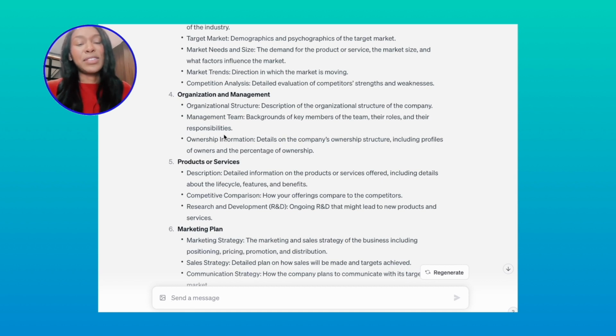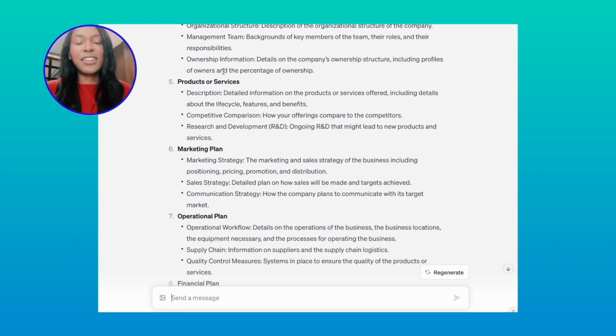Next, we have products and services. This is where you give detailed information on the products or services that you offer, including details about the life cycle, features, and benefits. In addition, you're going to include the offerings of your competitors. In most cases, most businesses will have competitors.